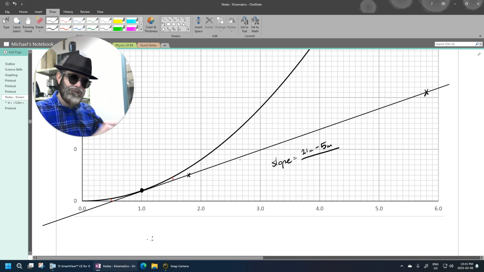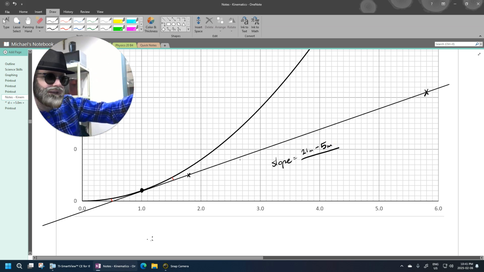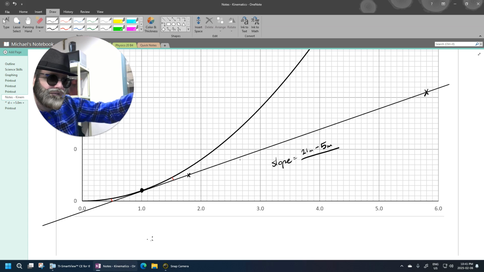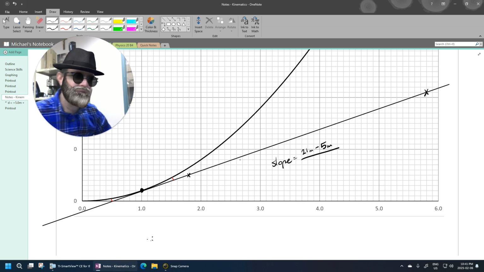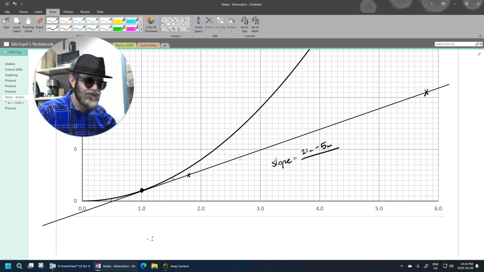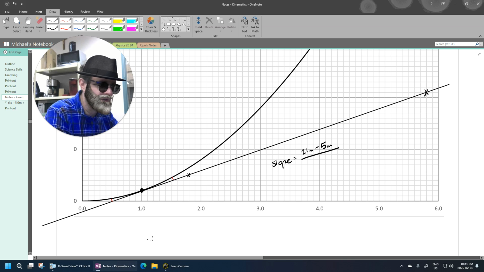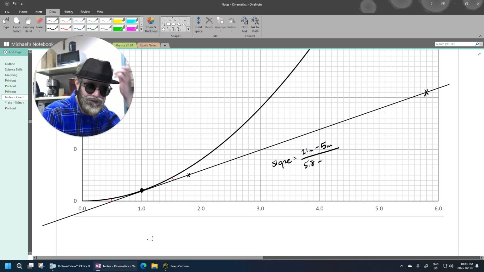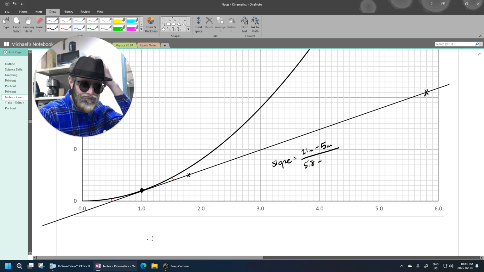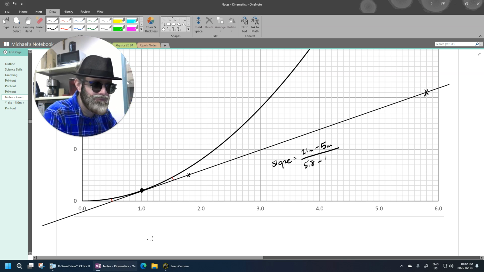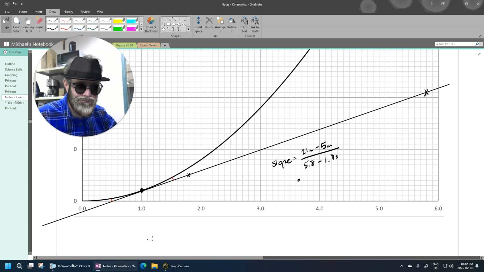So remember, final minus initial. So I'm going to go with my furthest dot over there. That's the final dot, 21 meters minus the 5. My run is going to be the horizontal distance here. So over here, I have 1, 2, 3, 4, 5, 6, 7, 8. So 5.8 minus, and then over here, 1.8. 1.8 seconds. Okay, and then just type in my calculator.